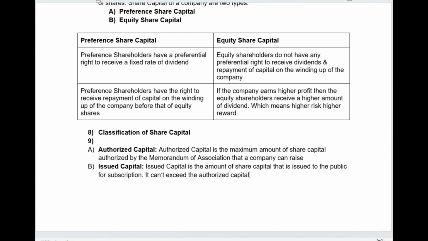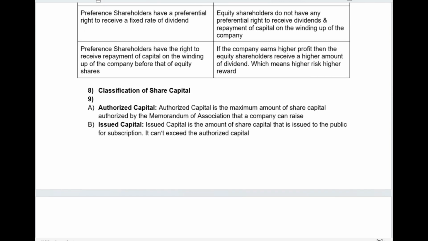Classification of share capital. Share capital can be classified into many parts. These are as follows. Number A, authorized capital. Authorized capital is the maximum amount of share capital authorized by the memorandum of association that a company can raise. That means the authorized share capital is the maximum amount of share capital that a company is authorized to issue to the public in general by its memorandum of association. A company cannot issue more shares than its authorized share capital.